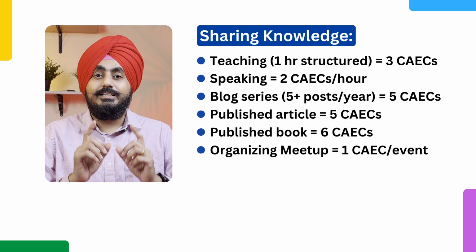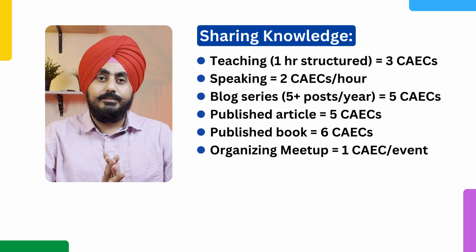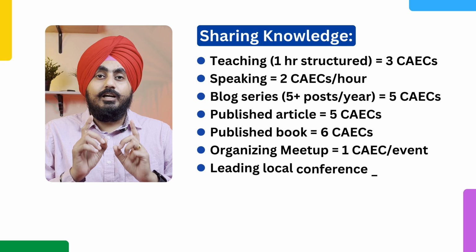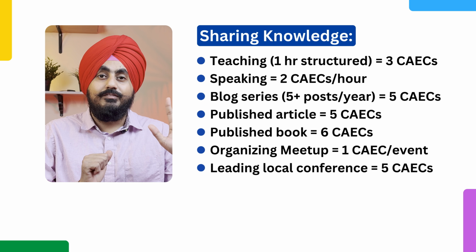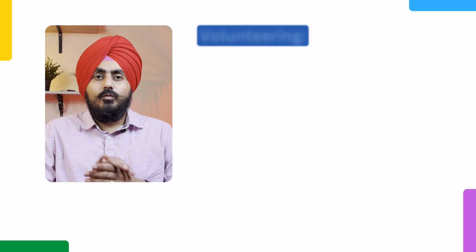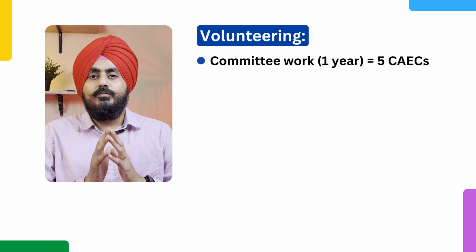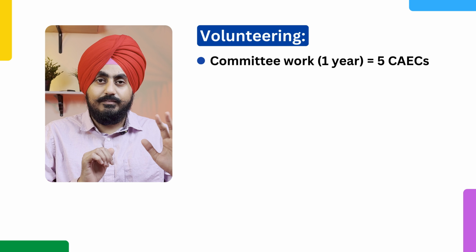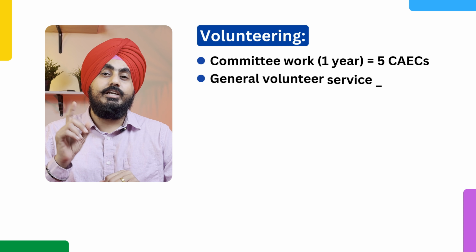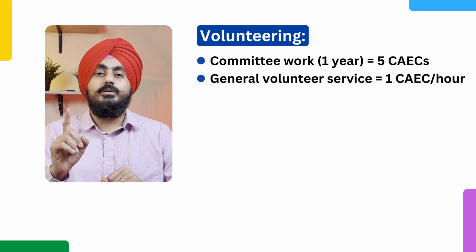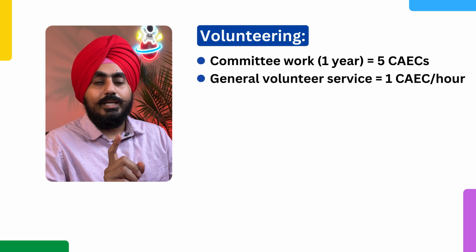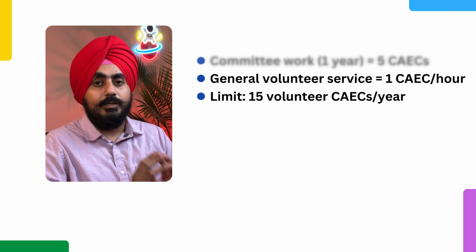Hosting a meetup, that's 1 CAEC per event. And if you are leading a local conference, you get 5 CAECs straight up. Volunteering for community work for a year will get you 5 CAECs. General volunteering will get you only 1 CAEC per hour you give. But you can only claim 15 CAECs per year.